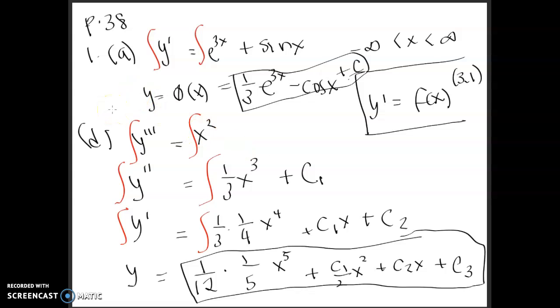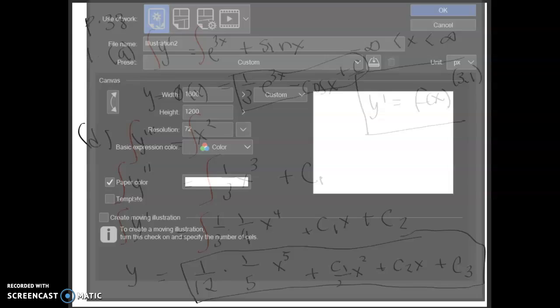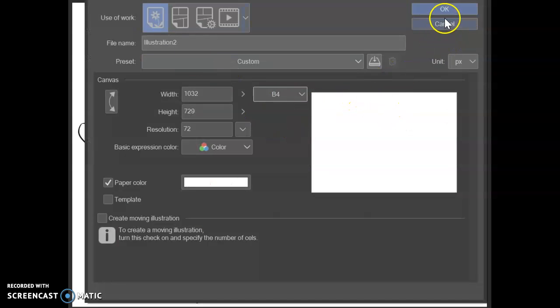So please try B and C on your own. Feel free to do over A and D when you're turning in your homework. Okay, and let's go and do some more problems.